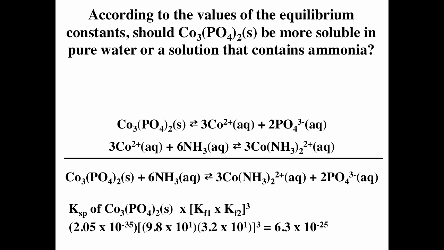We could also ask ourselves, based on the equilibrium constants, should cobalt phosphate be more soluble in pure water or a solution that contains ammonia? In pure water, the equilibrium constant is 2.05 times 10 to the minus 35. In the solution with ammonia, you're looking at 6.3 times 10 to the minus 25. And so that's 10 orders of magnitude larger. And so it should be more soluble in a solution that contains ammonia.